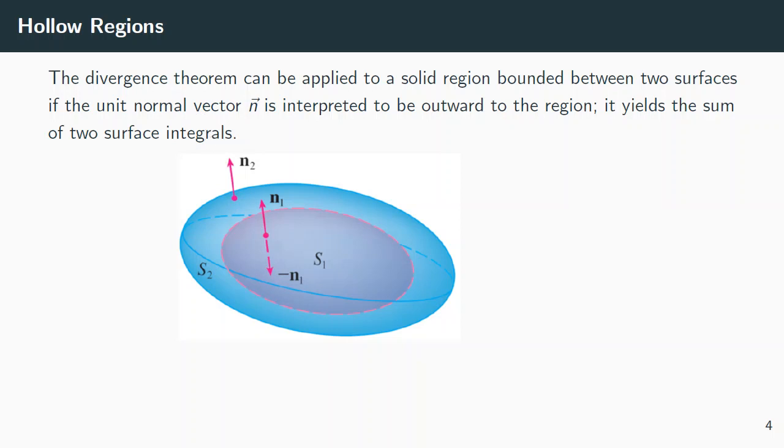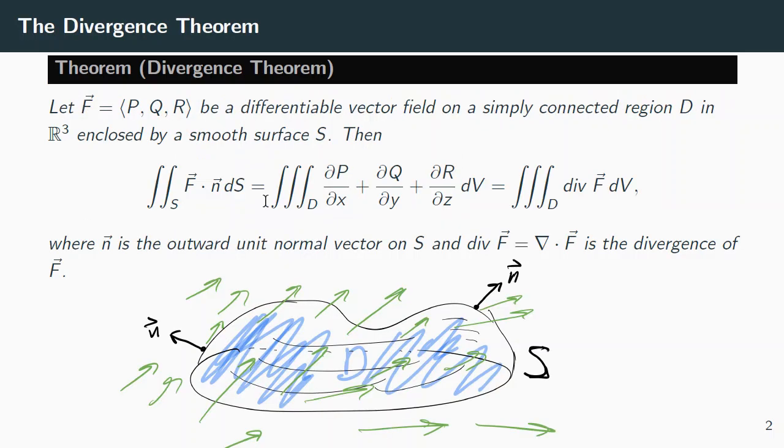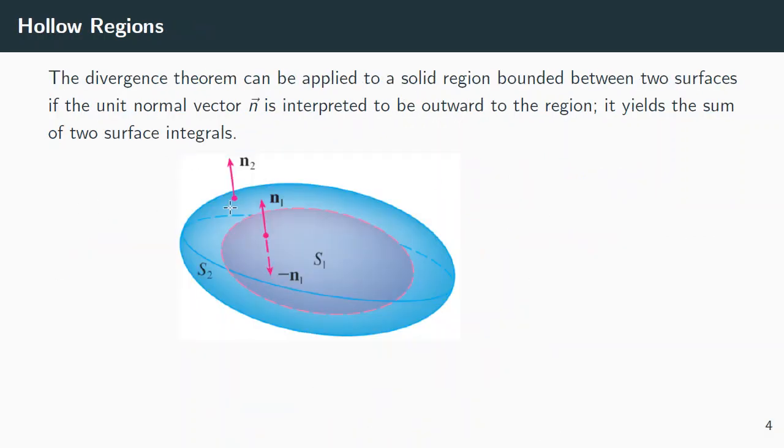If you did the divergence theorem, you could integrate the divergence on that hollow solid region. You'd have to do two surface integrals, one for this outside surface where n is pointing out, and then one for this inside surface where n is pointing in. But the sum of those two flux surface integrals would equal the integral of the divergence on that in-between region there.